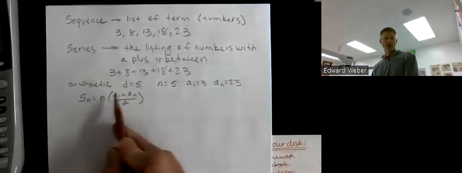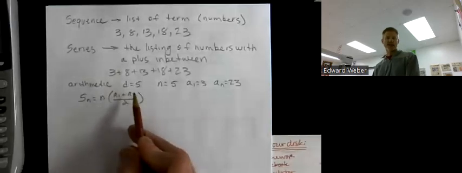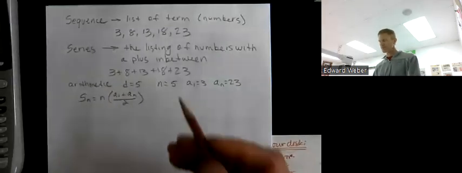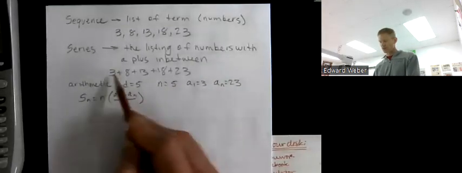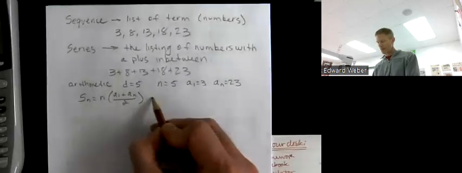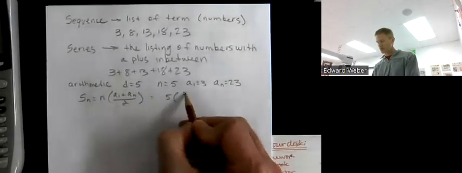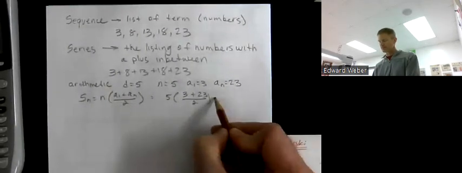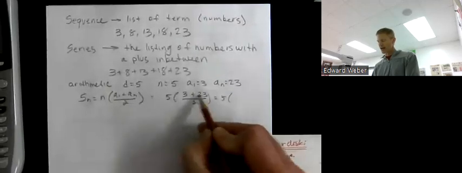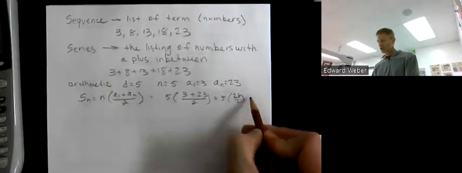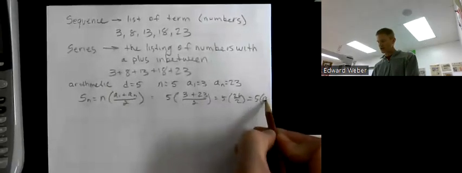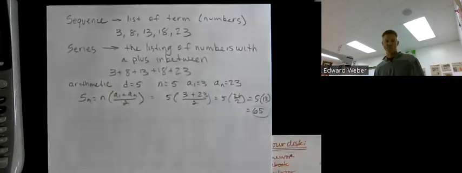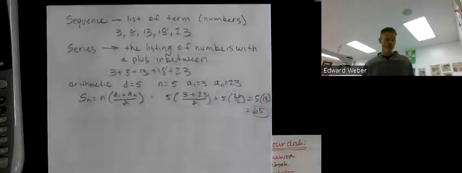The number of terms times the first term plus the last term divided by 2. So we know the number of terms because there are 5. First term is 3. Last term is 23. So that's 5 times 26 divided by 2. That's 5 times 13, otherwise known as 65. 65 is our sum of that series.